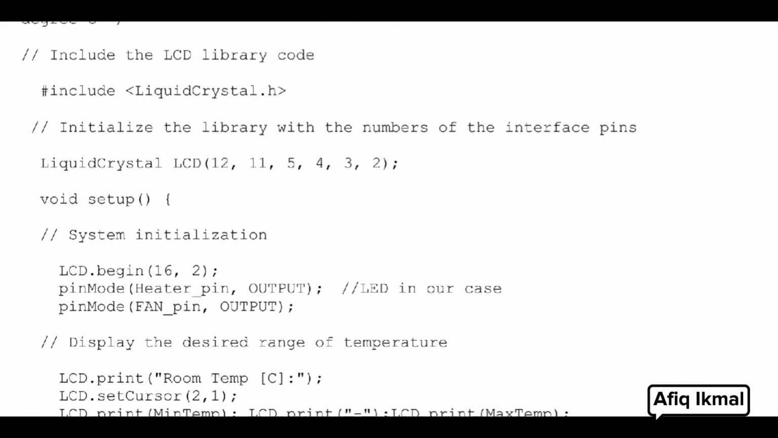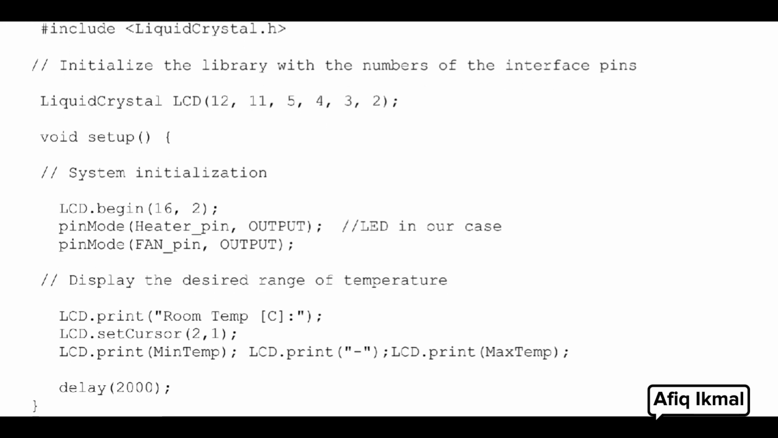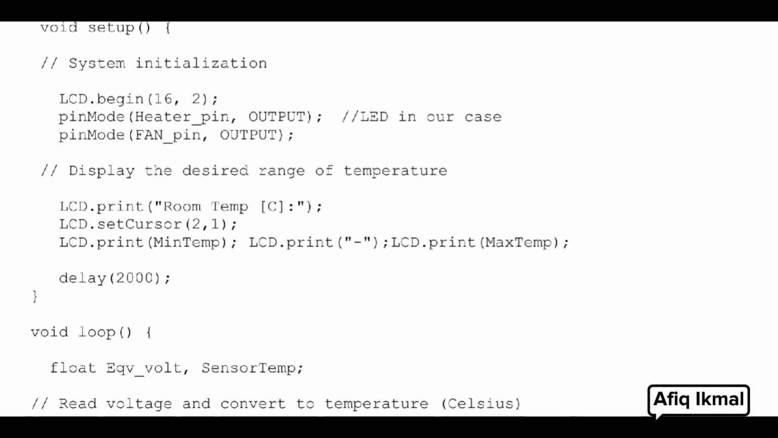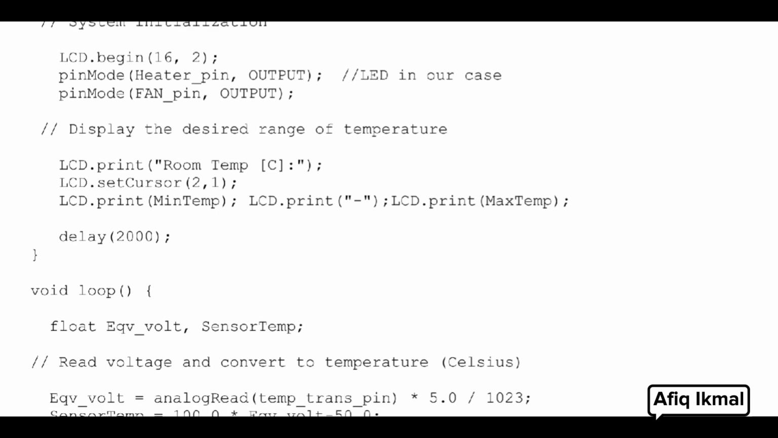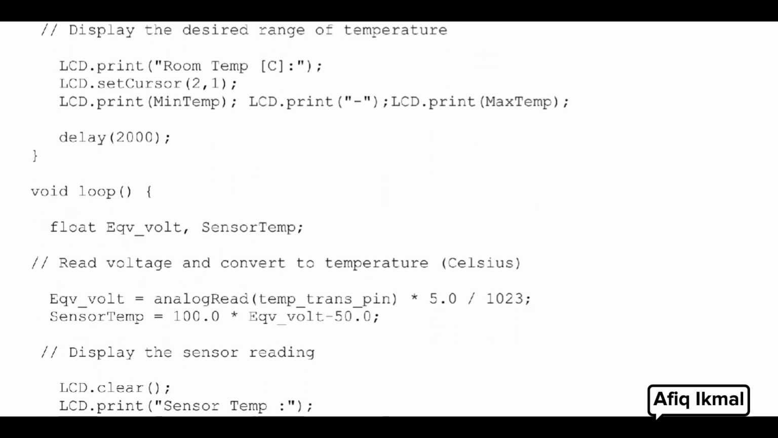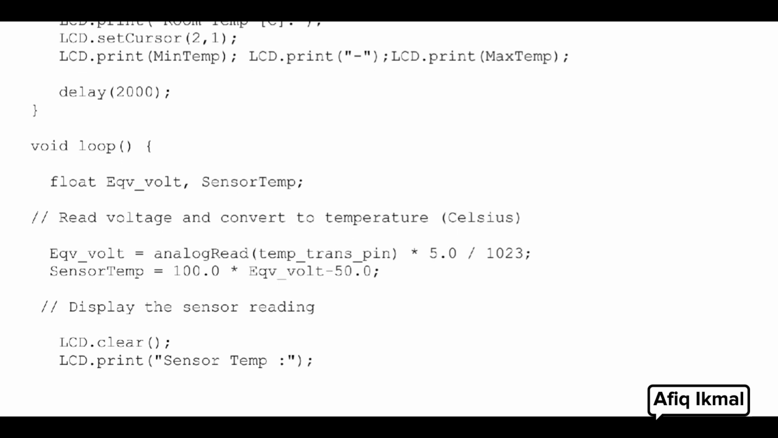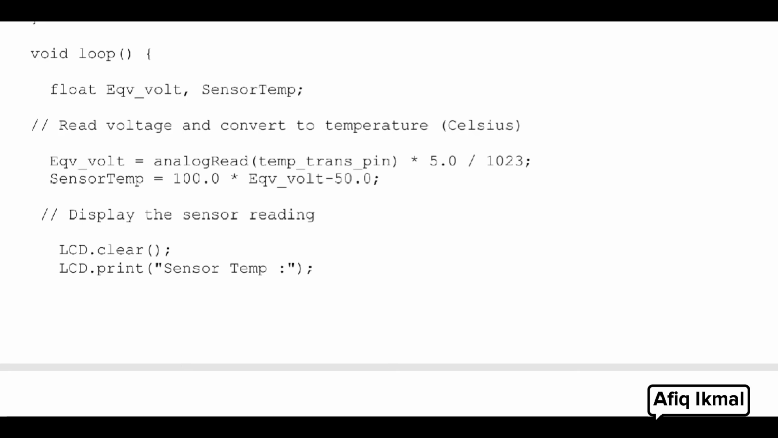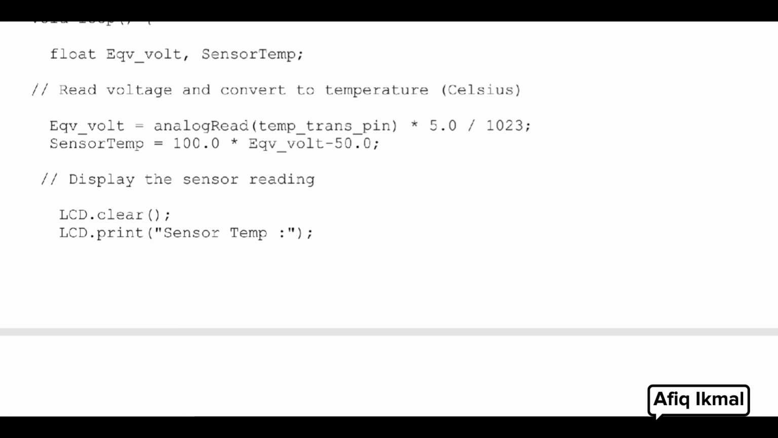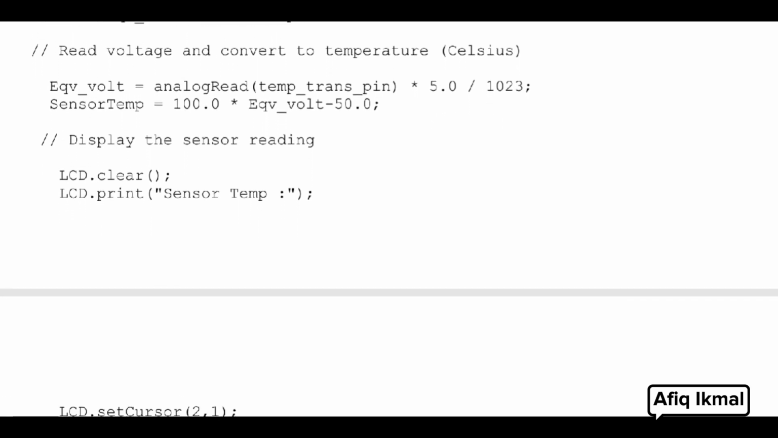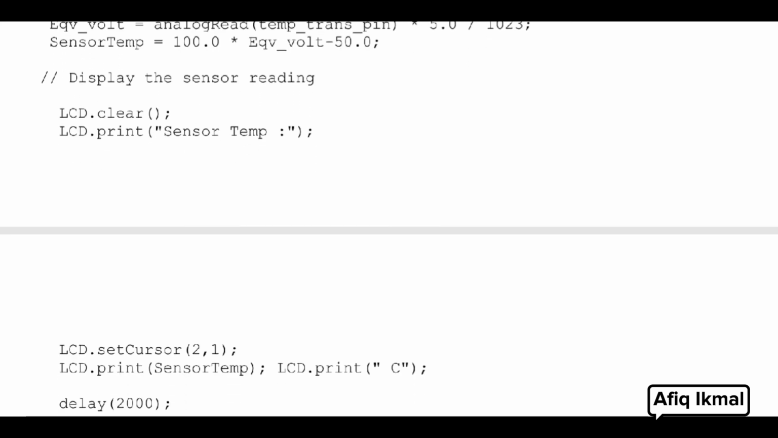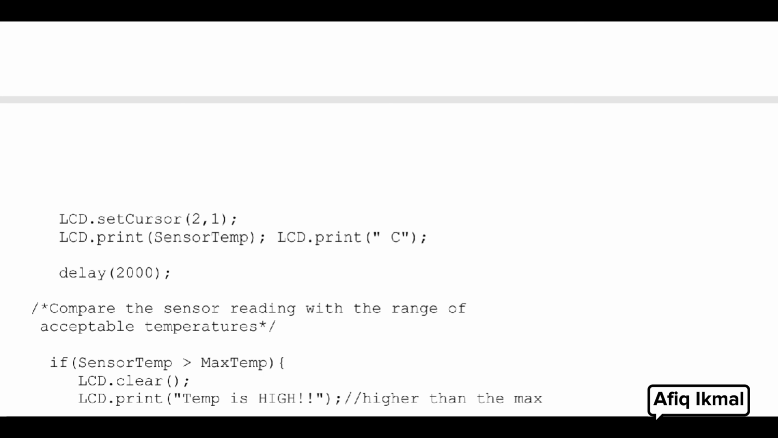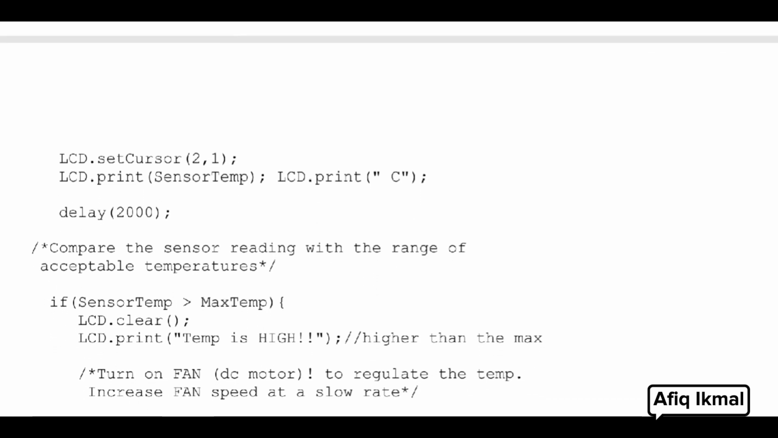First, the LCD will display the desired room temperature range. Next, the temperature sensor will sense the surrounding temperature and it will display the temperature on the LCD. The sensor will compare the surrounding temperature with the room temperature that we had set. First condition, if the surrounding temperature is higher than room temperature, the LCD will display temperature is high, turn on fan.